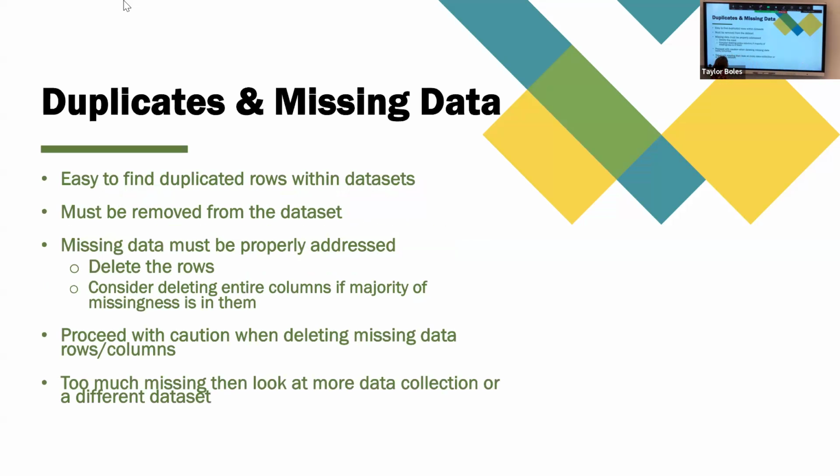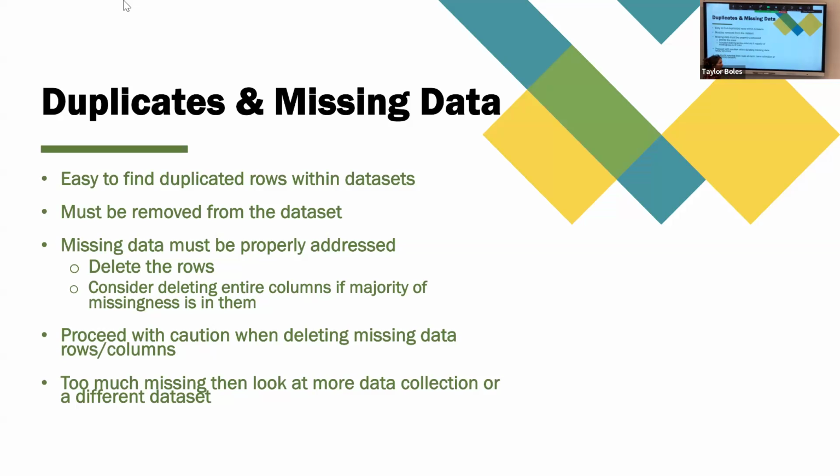Duplicates and missing data: it's easy to find duplicated rows within data sets. With duplicates, they always have to be removed. Well, I guess it would depend on your variables, but like 98% of the time you need to remove duplicates. Missing data has to be properly addressed as well. There are many different ways to address missing data. Usually people who don't have a lot of experience with statistical analysis, the first thing they want to do is just delete the rows with missing data. That can work in some cases, but often not. Like I said, you really should be cautious with deleting any data.